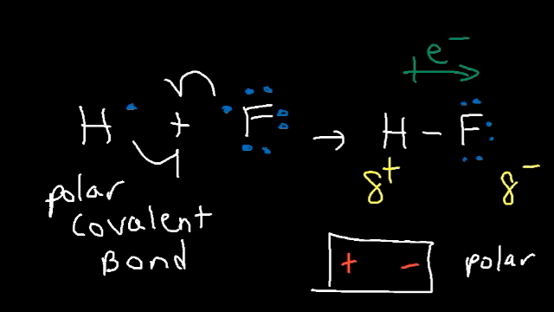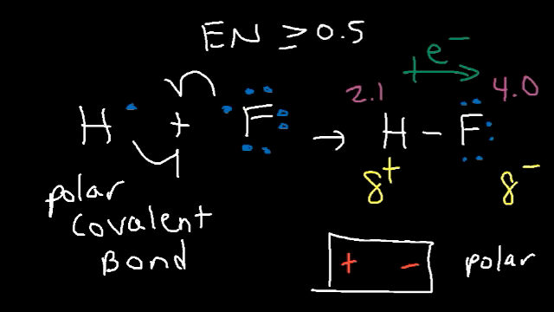The electronegativity of fluorine, if you look it up in the table, most textbooks would say 4.0, and for hydrogen 2.1. Whenever the electronegativity difference is greater than 0.5, or equal to or greater than 0.5, the bond is considered to be polar. If it's less than 0.5, it's usually nonpolar.